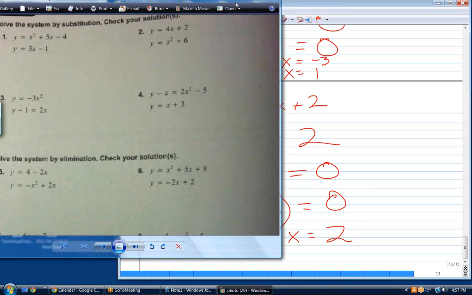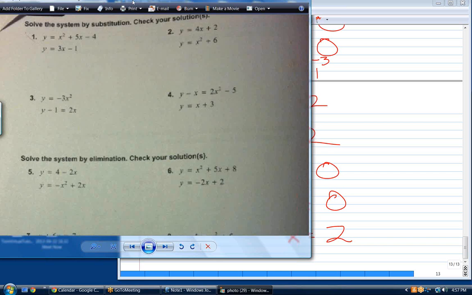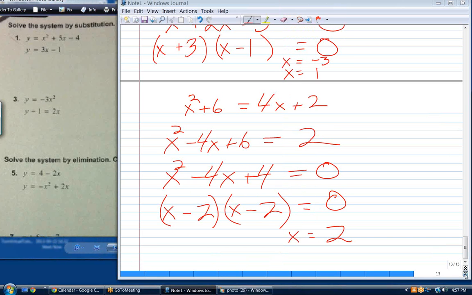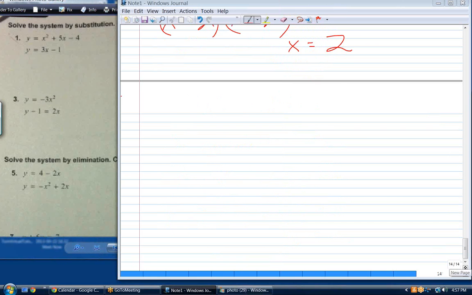Okay. And okay, 3 is a little different. Notice that the second equation in 3, I don't have a y equals anymore. I got y minus 1 equals. So I might have to do something first before I use the same technique that we just used. What would that be? Subtract y.